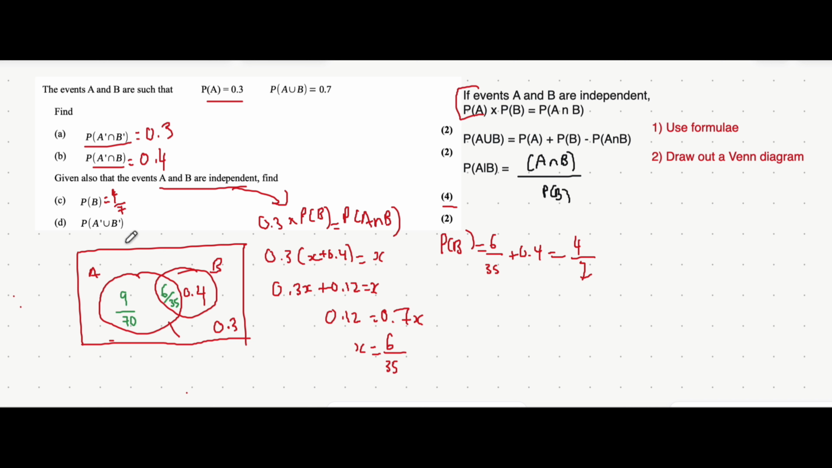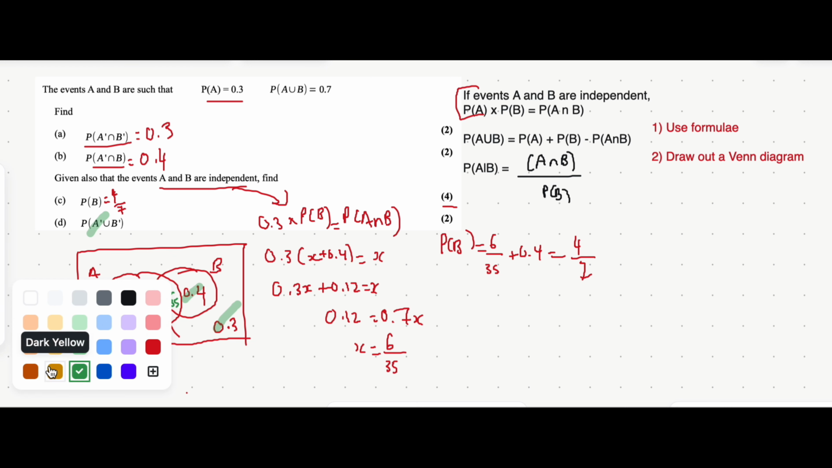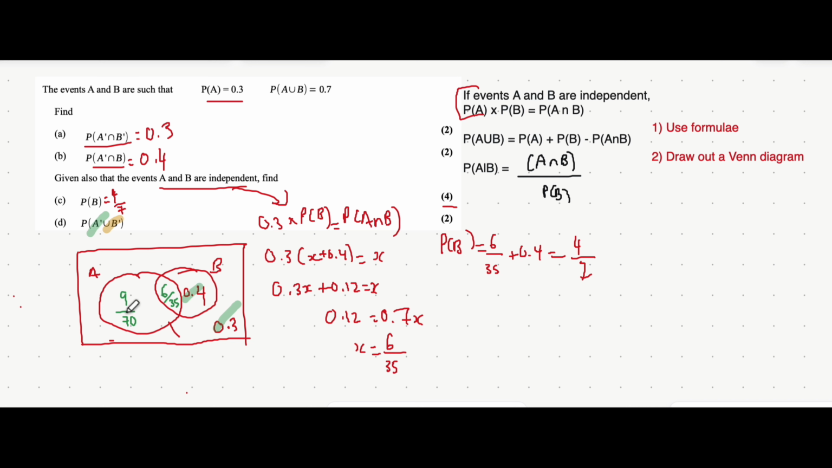Now, not A union not B. Again, let's use our method of highlighting. Not A is everything that's not in the circle of A, so that's this and this. In a different color, let's shade in what's represented in not B, which is everything not in the circle of B, that's this and the outside. Where they intersect is the shaded area, but we're not really interested in where they intersect. We're interested in the union where it's shaded at least once. So that includes 0.4, 9 over 70, and 0.3. If we add all those together, it will just add up to 29 over 35. And that's the final answer for this question.